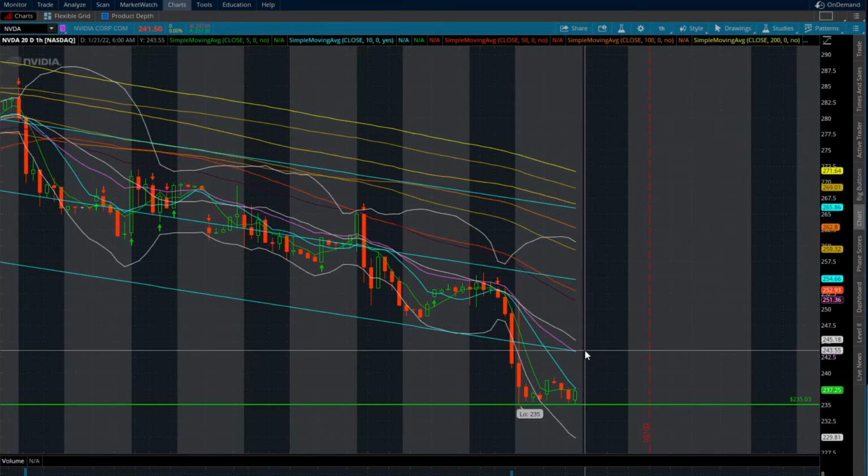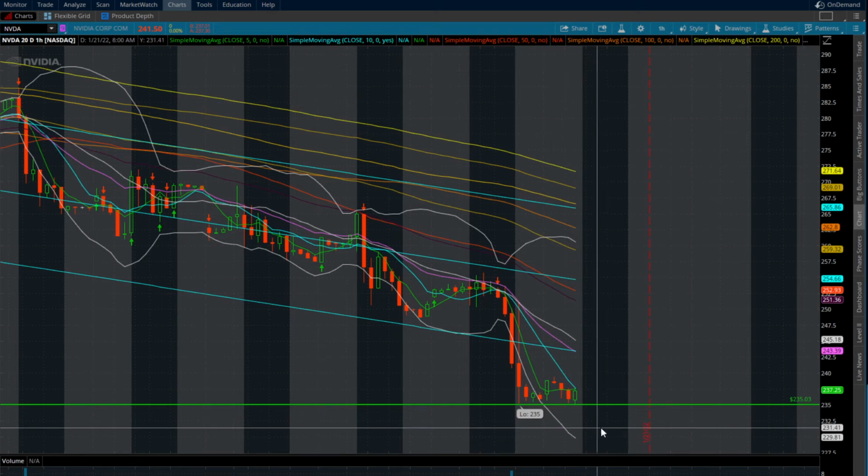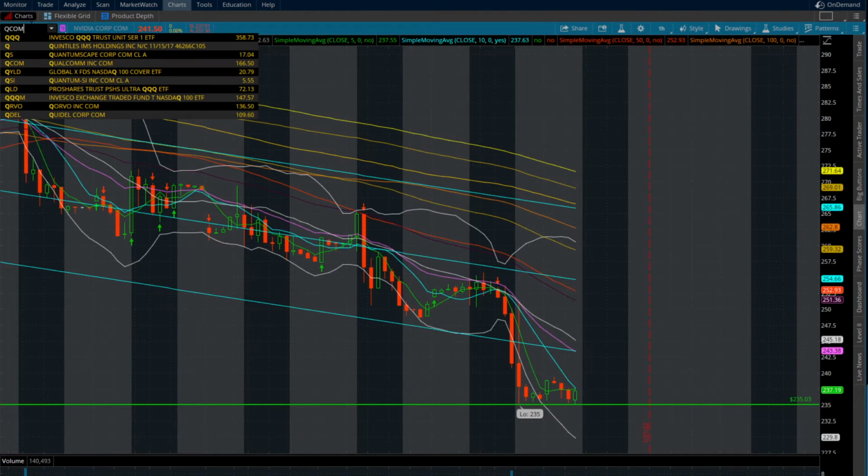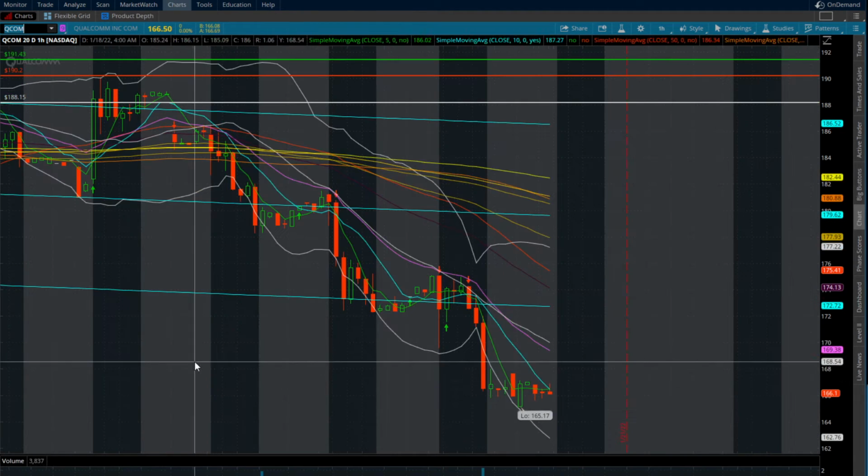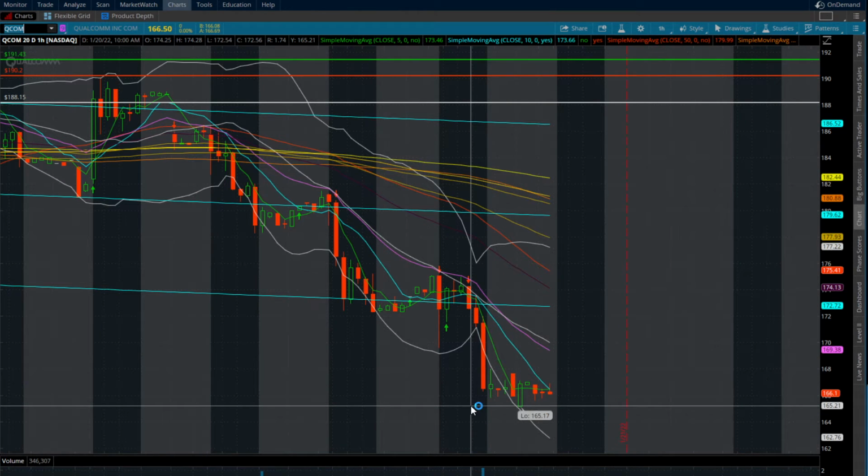If we start to roll over, you can easily use 243.50 as your stop. You can shorten Nvidia back down into 235, and if we get that flush below 230, it would be really, really good. Let's look at Qcom. So Qcom is what we're going to look at.